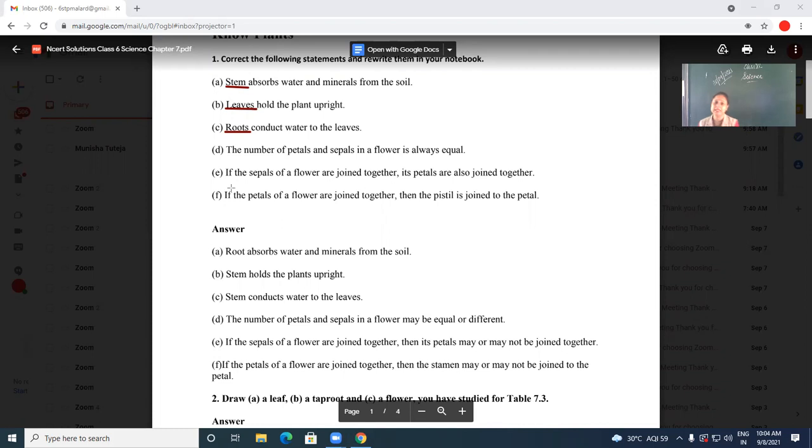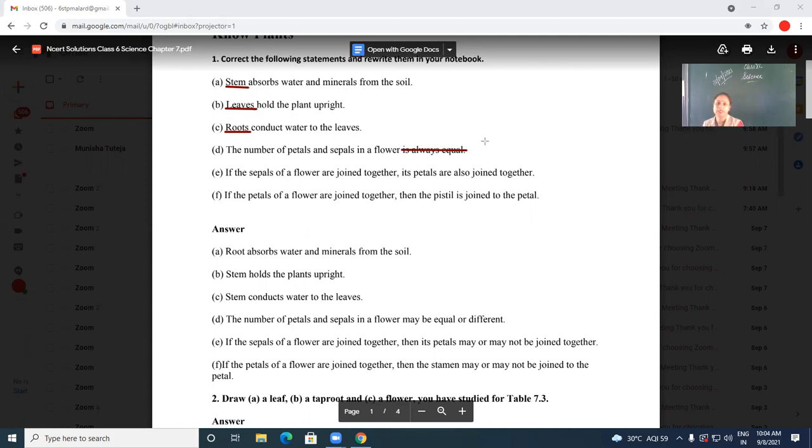Okay? B part. The number of petals and sepals in a flower is always equal. Okay, here this statement is not correct because they may or may not be equal. So what will I write? The number of petals and sepals in a flower. After that, I will cut this. Yes, and I will write may be equal or different. Right? May be equal or different.